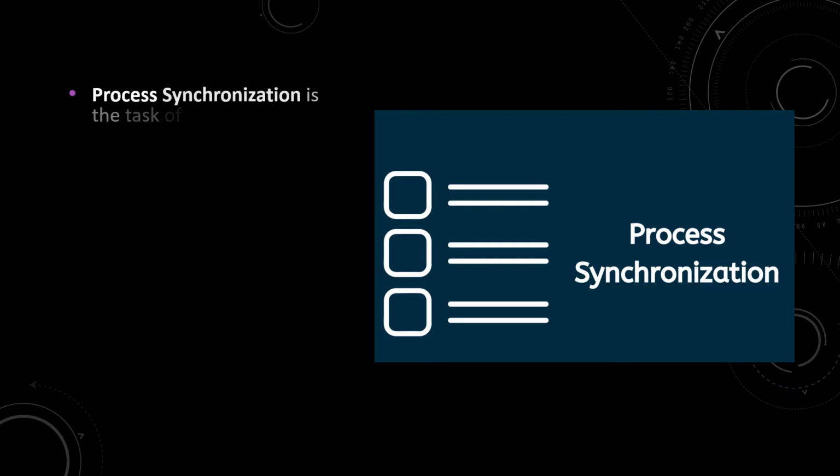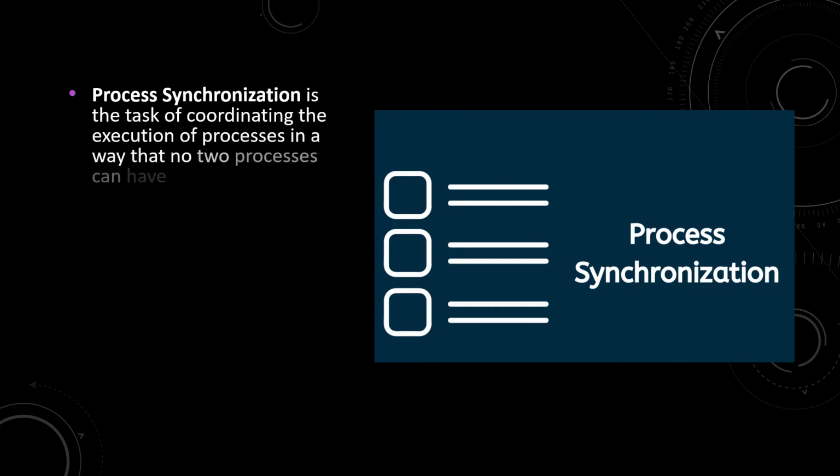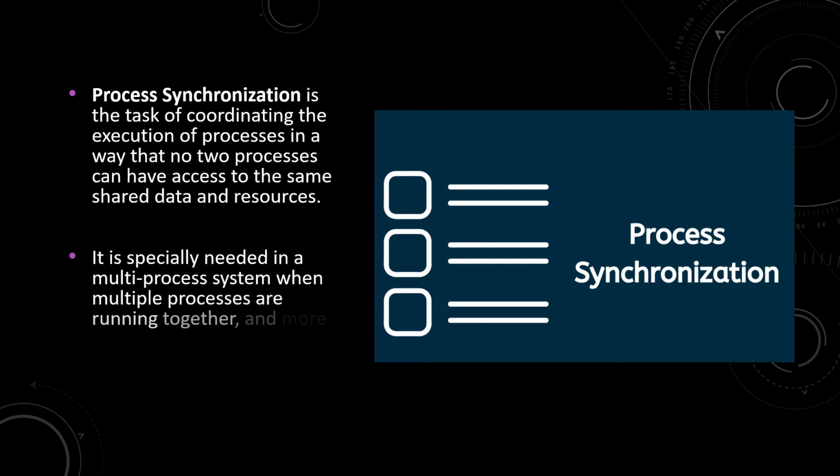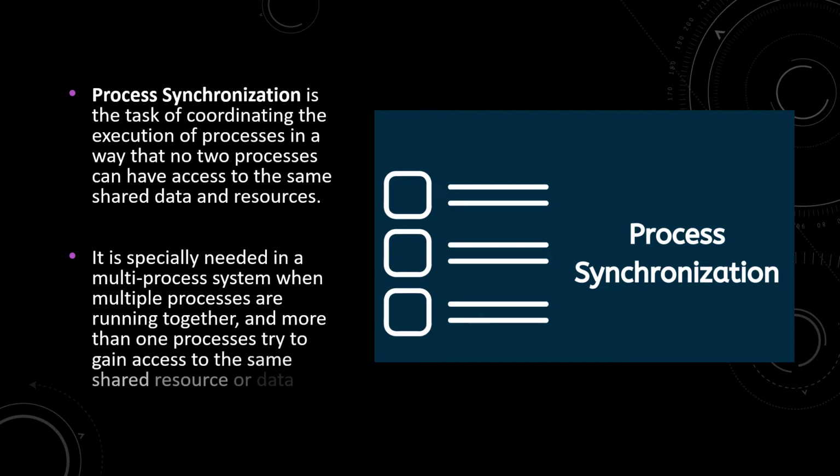It is the task of coordinating the execution of processes in a way that no two processes can have access to the same shared data and resources. It is especially needed in a multi-process system, when multiple processes are running together and more than one process tries to gain access to the same shared resource or data at the same time.